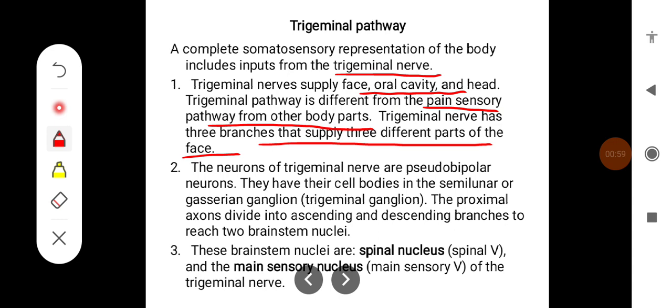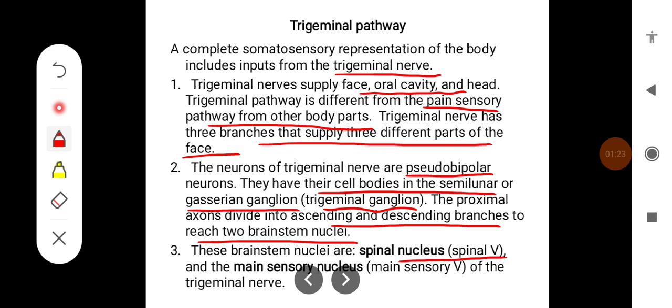The neurons of trigeminal nerves are pseudo bipolar neurons. They have their cell bodies in the semilunar or Gasserian ganglion, that is trigeminal ganglion. The proximal axons divide into ascending and descending branches to reach two brainstem nuclei. These brainstem nuclei are spinal nucleus, that is spinal 5, and the main sensory nucleus, that is main sensory 5 of the trigeminal nerve.